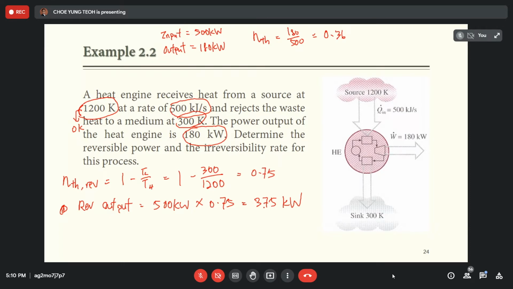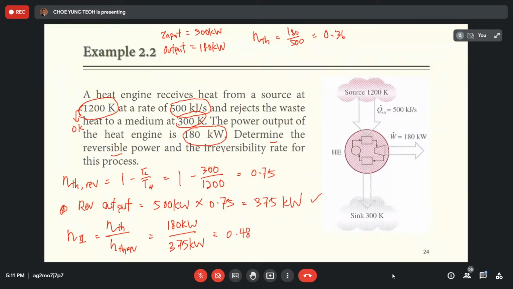So based on this 375, we can calculate the second law efficiency. Okay, eta_II equal to efficiency of the first law over efficiency of the reversible. Or you also can take the actual power output, 180 kilowatt, divided by the maximum possible power output, which is 375 kilowatt. Okay. So the question asks to determine the reversible power. Reversible power is 375. Okay, and this is the second law efficiency where we can get 48%.